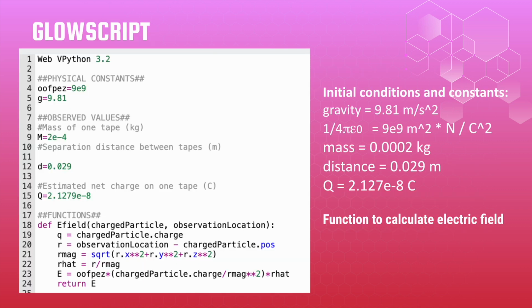Here I have my GlowScript code. I have the initial conditions and constants, so I have gravity, 1 over 4 pi epsilon naught, the mass of one piece of tape, the distance between the tapes, and the estimated net charge on one tape, which I found by trial and error, and down here I have the function to calculate electric field.